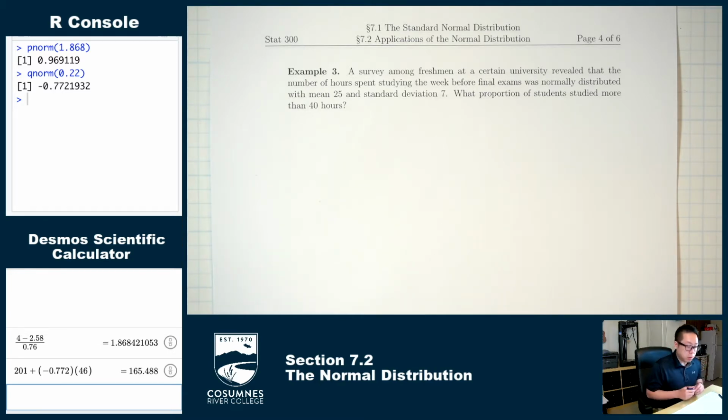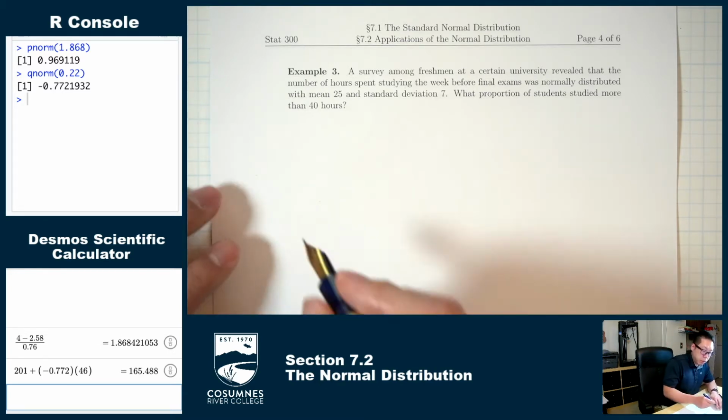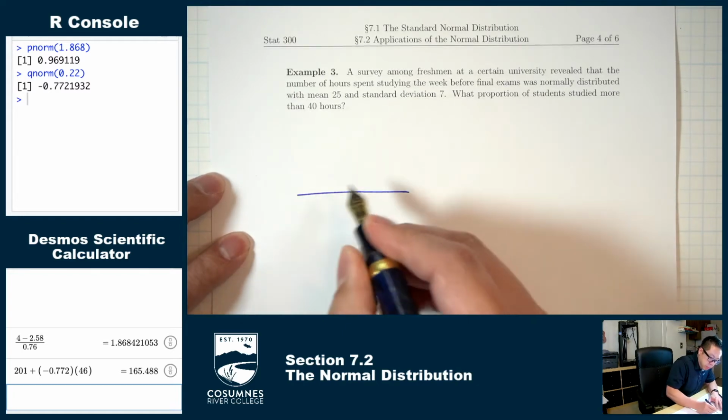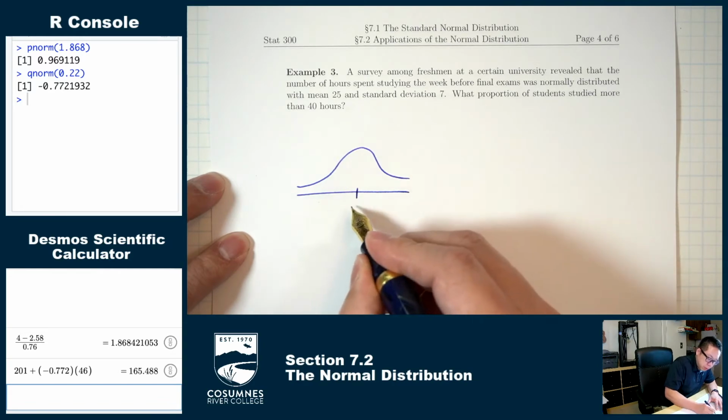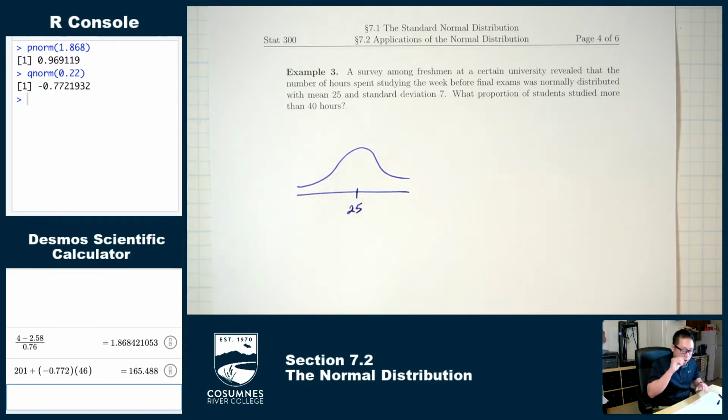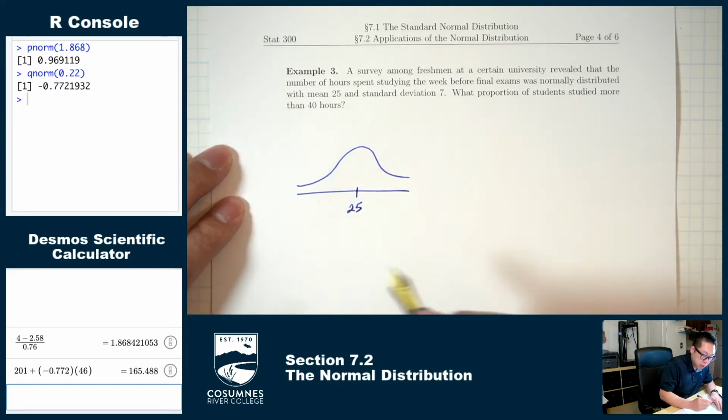First thing I'm going to do is draw the picture and put the mean in the middle. Our mean here was 25. And then just to remind myself, what is this 25? 25 what? These are hours spent studying, so these are hours.